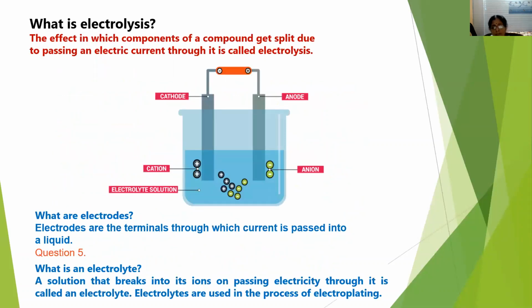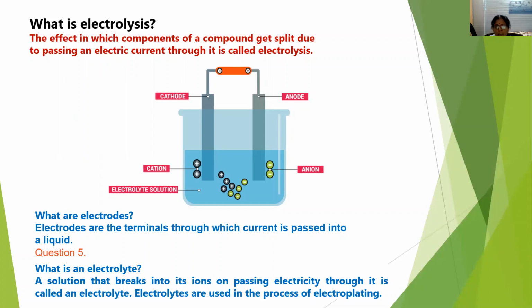Now, how do we find out this electrical conductivity? We have learned about this setup, which consists of two electrodes, a positive electrode and a negative electrode, and then an electrolytic solution, isn't it? Now, this process, we call electrolysis. So what is electrolysis? The effect in which the components of a compound get split due to passing an electric current through it is called electrolysis.